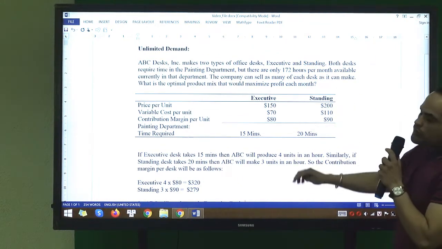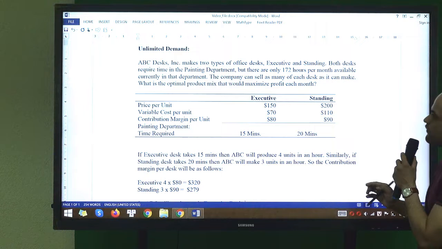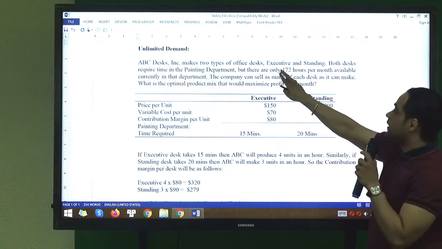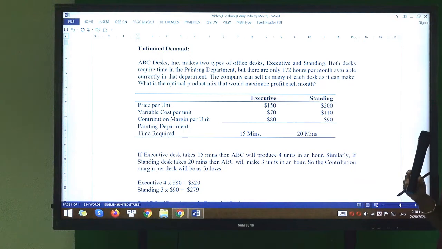Okay, so I will read this question for you first, and then I will show you how we can solve it. The question is, ABC Desk Company makes two types of office desks, executive desks and standing desks. Both desks require time in the painting department, but there are only 172 hours per month available currently in that department. So which means 172 hours is the limiting factor.